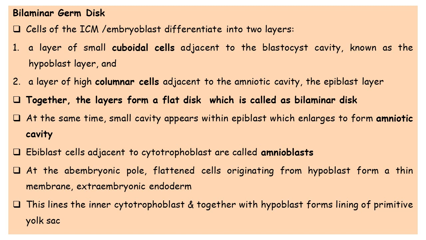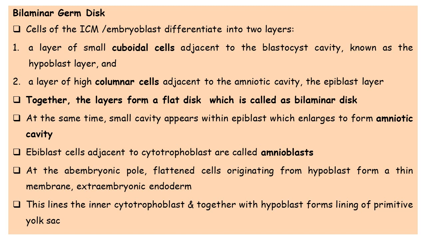These are called hypoblast cells, and they make the layer that we call the hypoblast layer, and a layer of high columnar cells. These are column-like cells, and they are adjacent to the amniotic cavity. They are beside the amniotic cavity. So this layer is ultimately called the epiblast layer. So the formation of these two layers, epiblast layer above and hypoblast layer below, forms a disc-like structure.